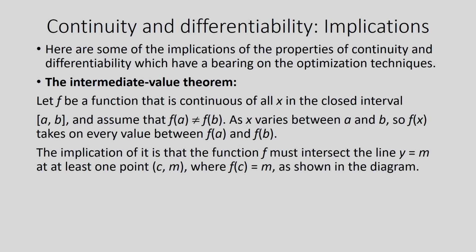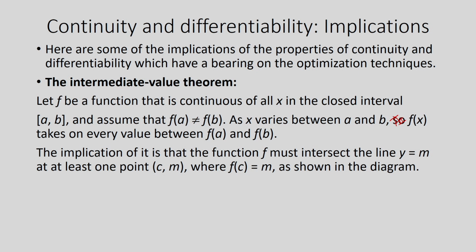Now, this is the first one, the intermediate value theorem. So, what does it say? Let f be a function that is continuous for all x in the closed interval a to b, and assume that f of a is not equal to f of b. As x varies between a and b, f of x takes on every value between f of a and f of b. So, this is what is known as the intermediate value theorem.